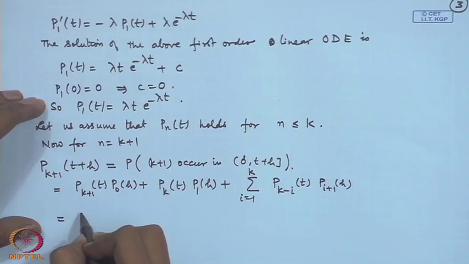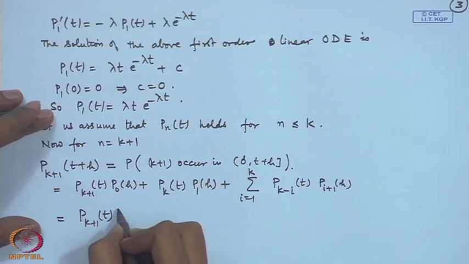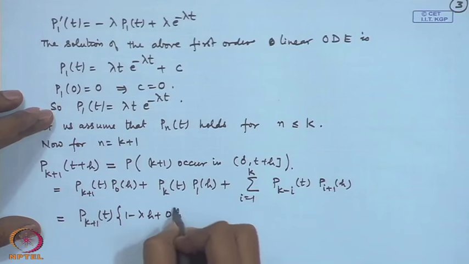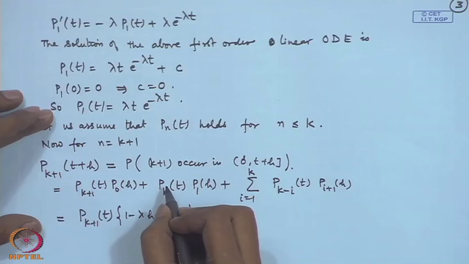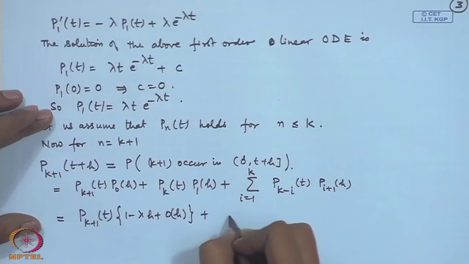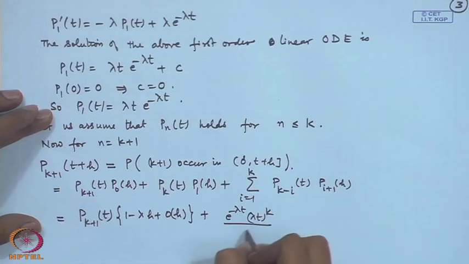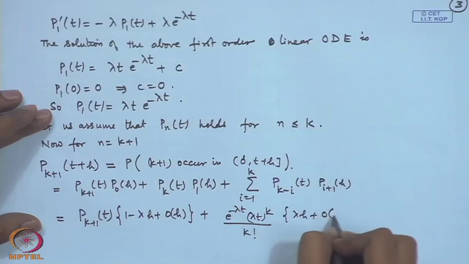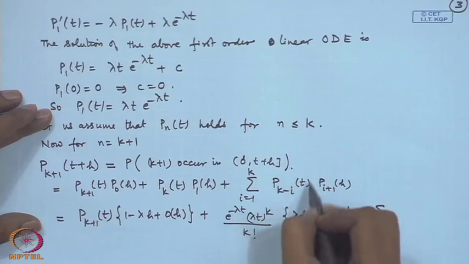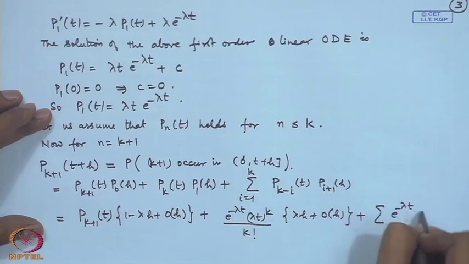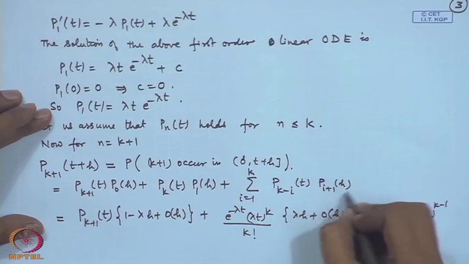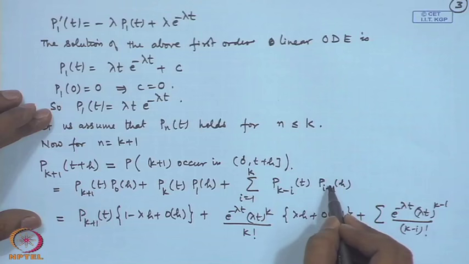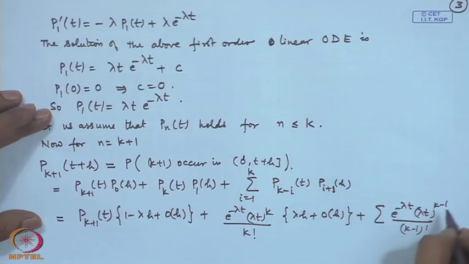Now, this we can write as P(k+1)(t)P0(h) is equal to 1 minus lambda h plus o(h), plus Pk(t). We have assumed that the statement is true up to k. So, this is equal to e to the power minus lambda t, t to the power k by k factorial, into P1(h), which is equal to lambda h plus o(h), plus sigma. Now, this P(k-i)(t) also can be written as e to the power minus lambda t, t to the power k minus i divided by k minus i factorial. But what are these terms P(i+1)(h) for i equal to 1 to k? See, P2(h), that is negligible, so it is o(h) and so on, P3(h), P(k+1)(h), this is all o(h).